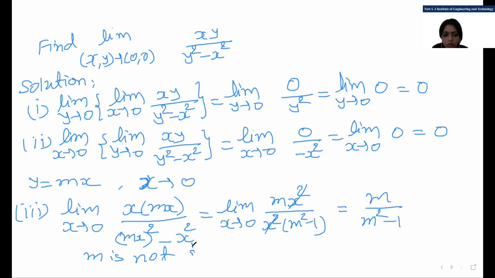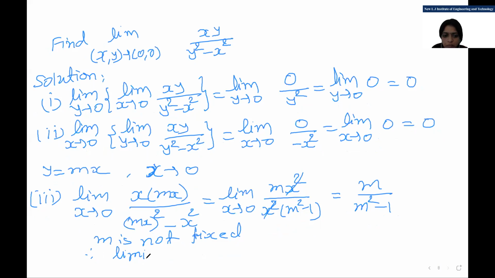And m is any constant, m is not fixed. M is not fixed means this value is different from the previous two. It means the limit does not exist. Okay. Any doubt, student?